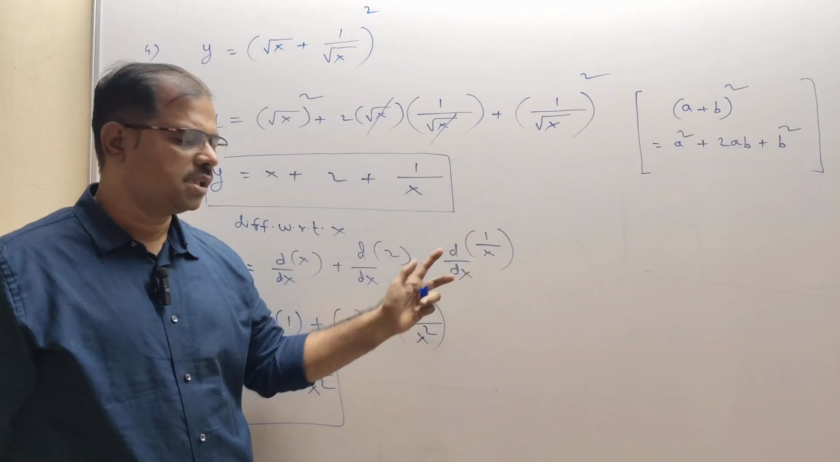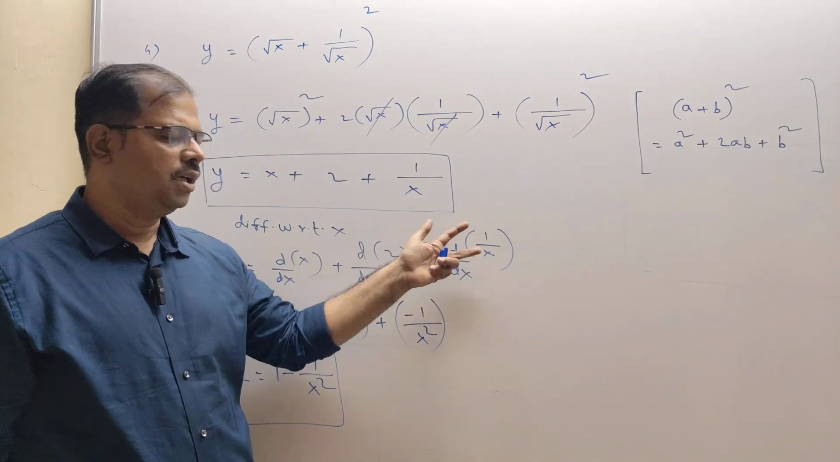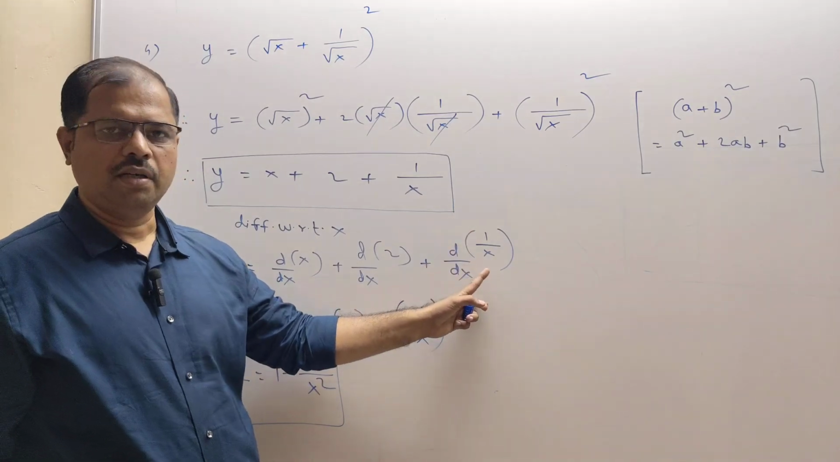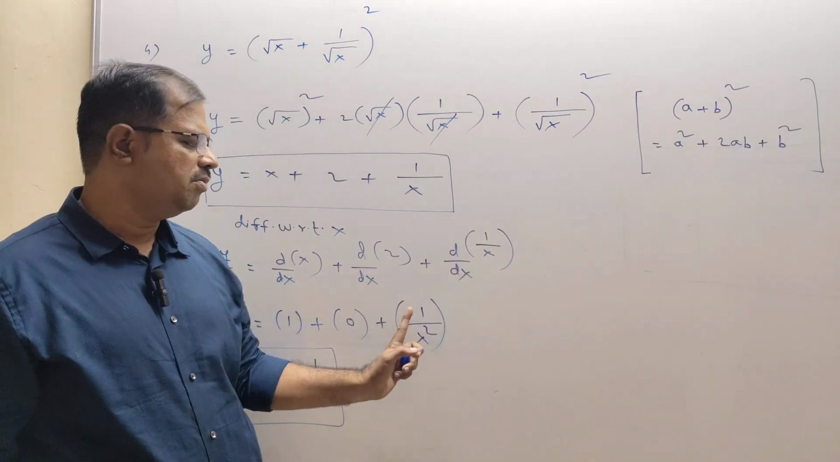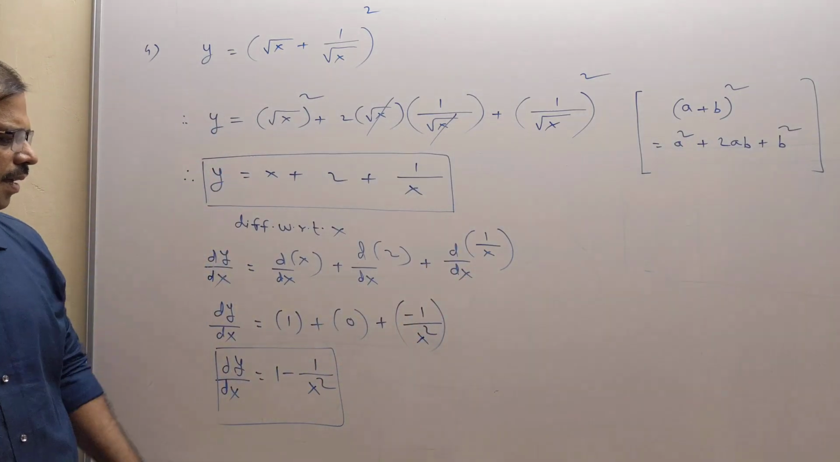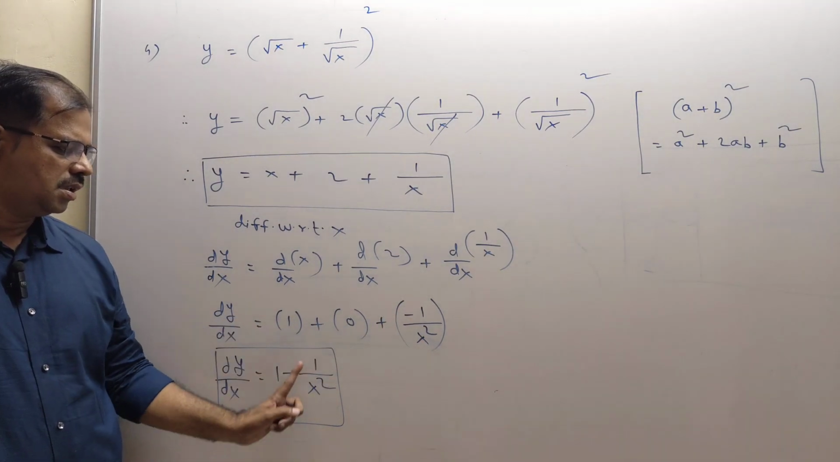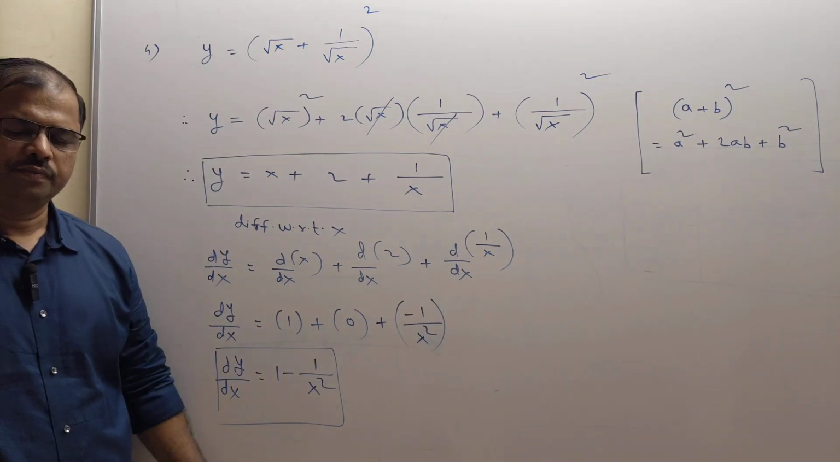Derivative of 1 upon x is minus 1 upon x square. This is a single variable term, that is 1 upon x, its derivative is minus 1 upon x square. Now 1 plus 0 is 1, plus minus 1 upon x square.